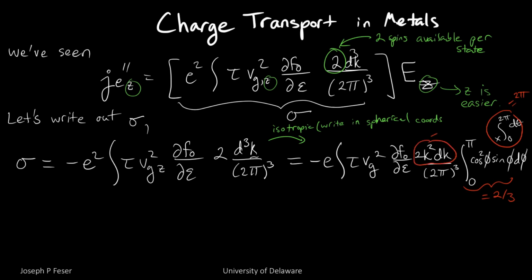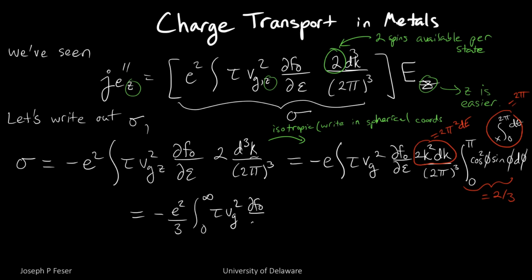I'm also going to make a replacement. The integral is supposed to be done over all k. Since it's isotropic, I can switch out the magnitude of k for just the energy. Then there'll be a constant of proportionality that's basically the density of states written in terms of energy. If I do that, I'll get an integral that's just over energy, and I can pull out all the prefactors, including the factor of 1/3 that comes out.